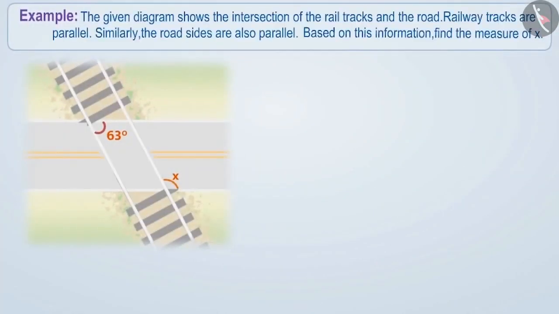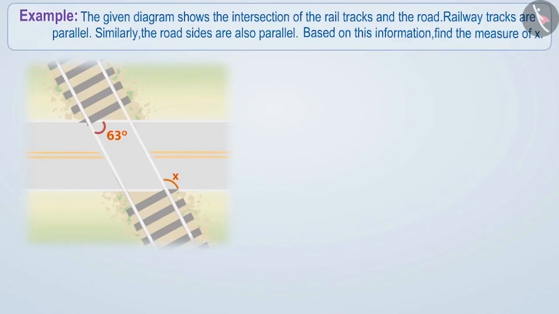Example: the given diagram shows the intersection of rail tracks and road. The railway tracks are parallel. Similarly, the roadsides are also parallel. Based on this information, find the measure of x. This question may seem to be difficult, but it is a very interesting question.